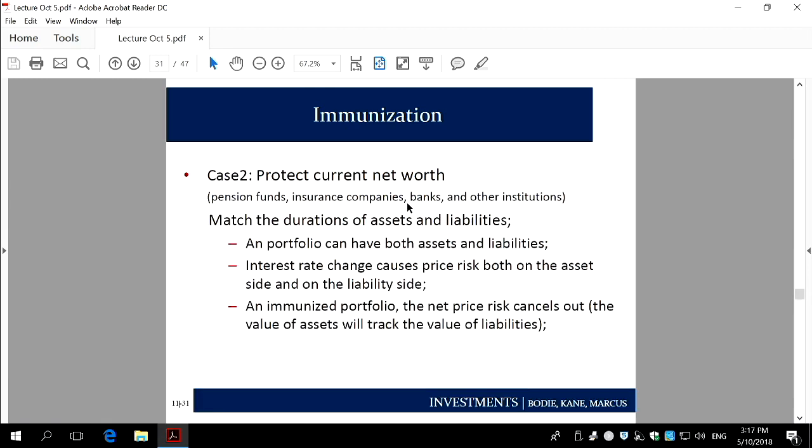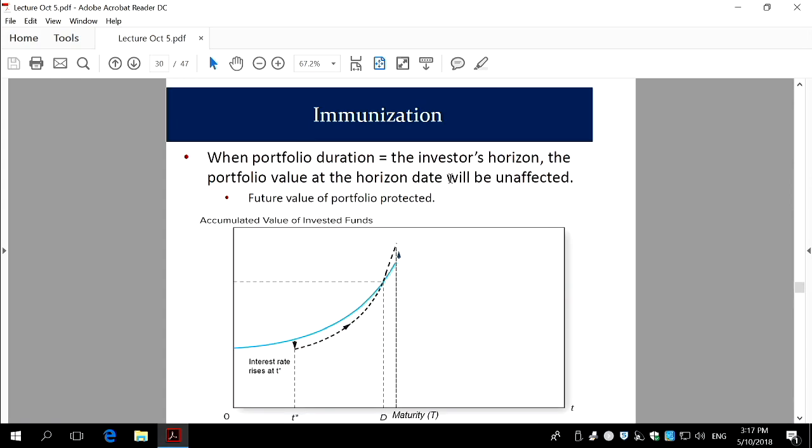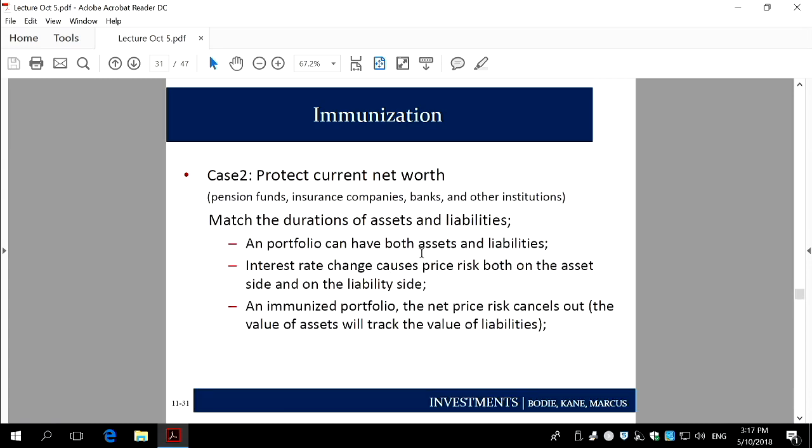Another way to use duration is that we want to protect the current net worth of your portfolio. But remember, the current value always changes. If the interest rate changes, the current value always goes up and down. That's not something we can avoid. But here we're talking about some financial institutions like banks or funds.